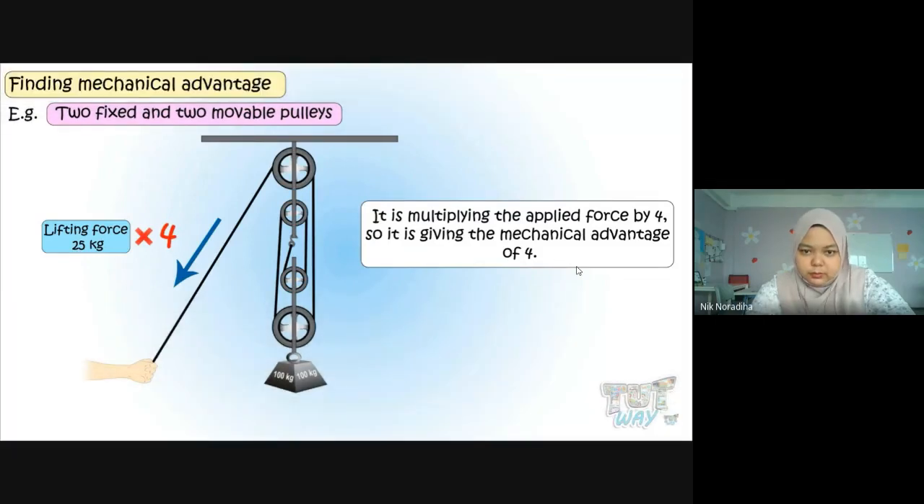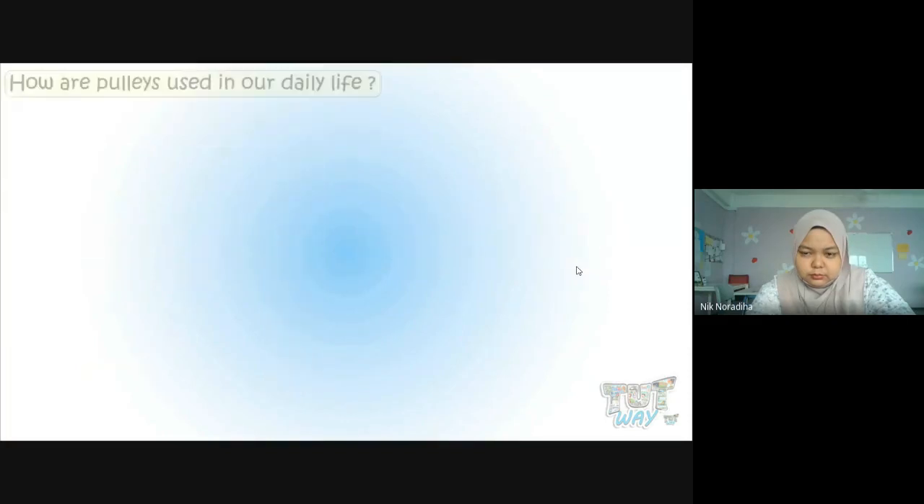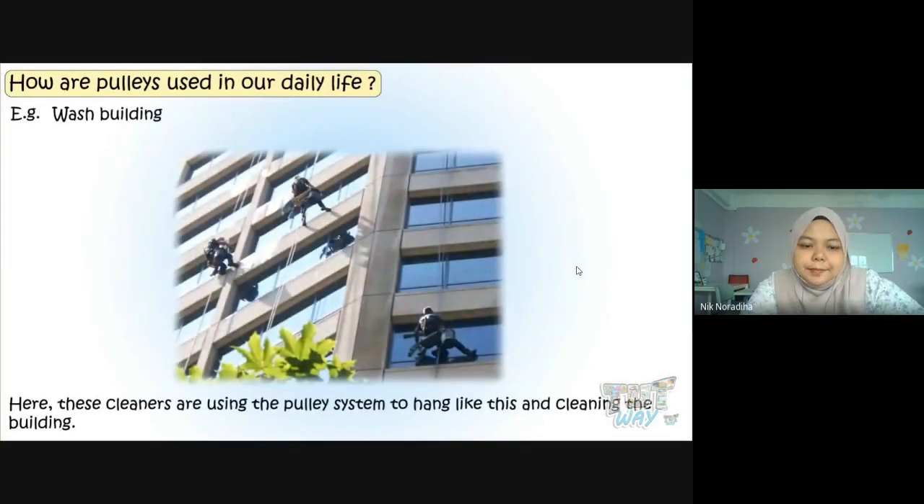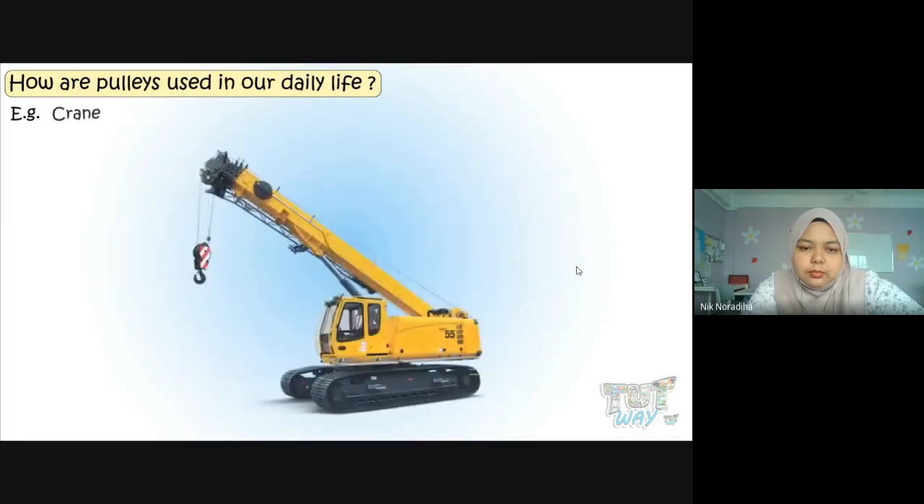So kids, we learned that the more the number of pulley wheels, the higher the mechanical advantage. Now, let's see some examples of how pulleys are used in our daily life. Here, these cleaners are using the pulley system to hang over like this and cleaning the building. This is a big crane. This too uses pulleys to lift heavy weights.